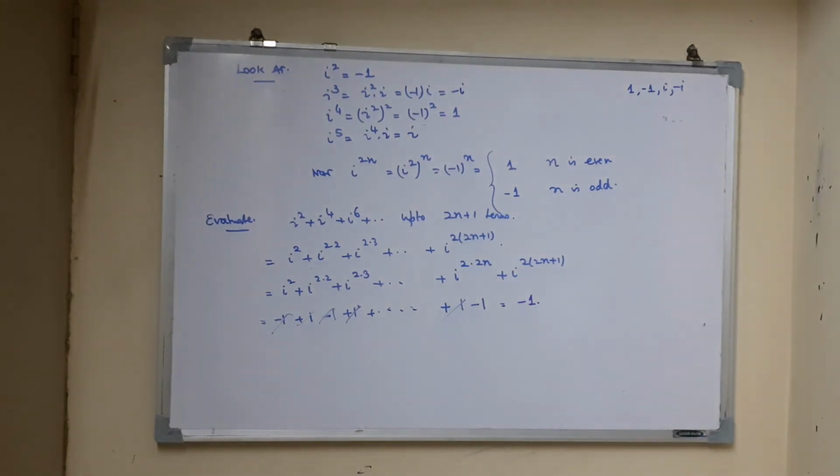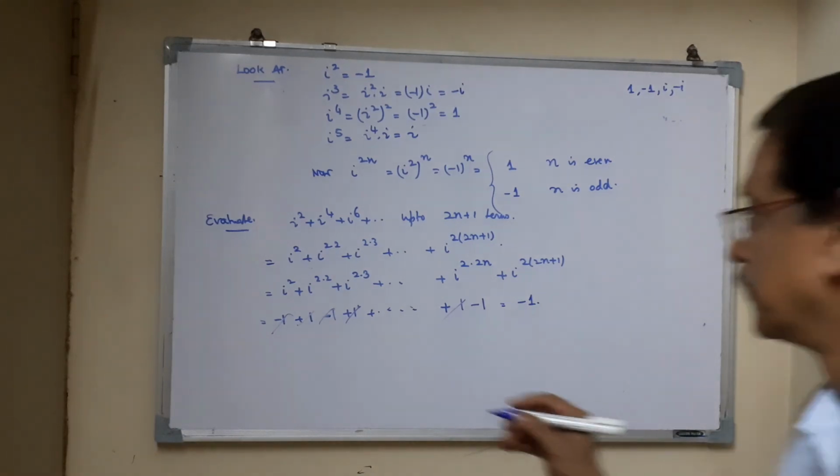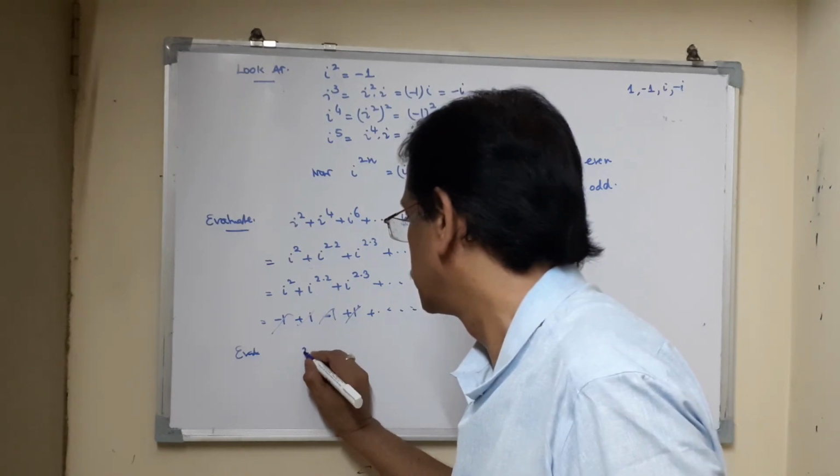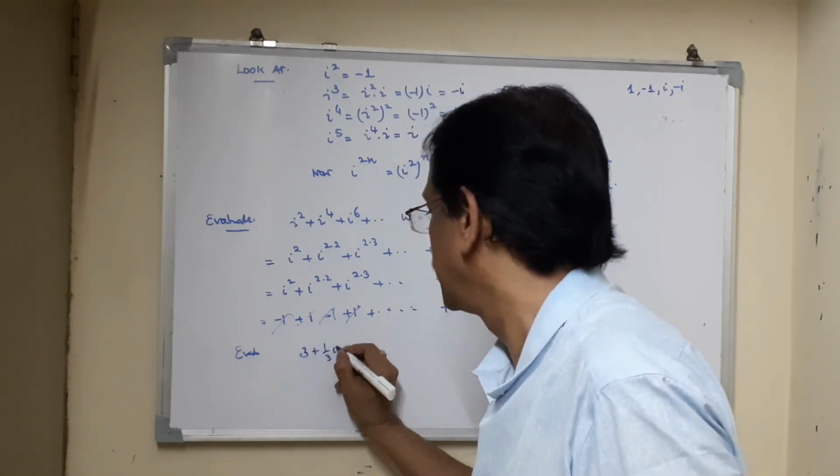So this is the way to evaluate certain expressions with i. Finally, we'll wind up with a small example. You can write (1 by 3 plus 3i) whole cube. Evaluate. (1 by 3 plus 3i) whole cube.